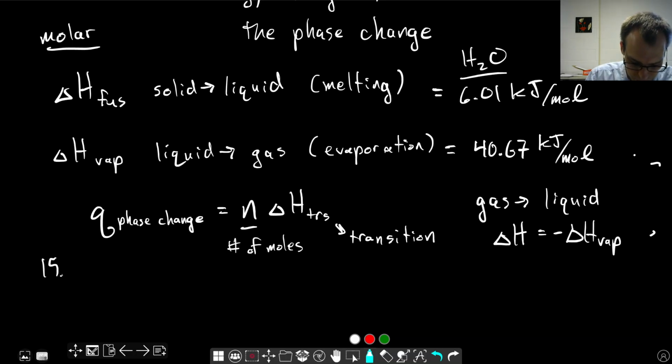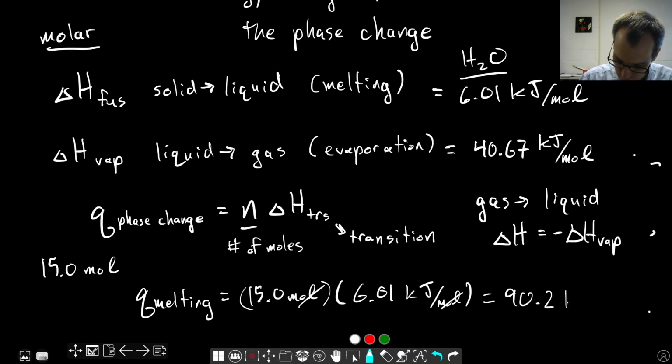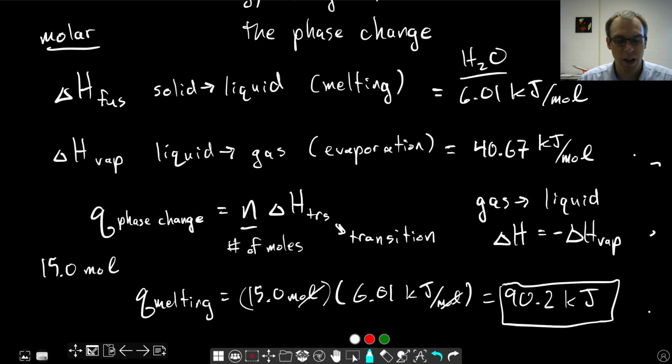So if we have our 15.0 moles of ice that we had before, we can look at the Q for melting it at 0 degrees Celsius. It will just be our 15 moles times our enthalpy of fusion, 6.01 kilojoules per mole. Again, our units cancel here. When we multiply these together, we get 90.2 kilojoules. So that's how much energy it would take to melt the 270 grams of ice. We could repeat this for the vaporization, for boiling it, but it's still the same equation here.